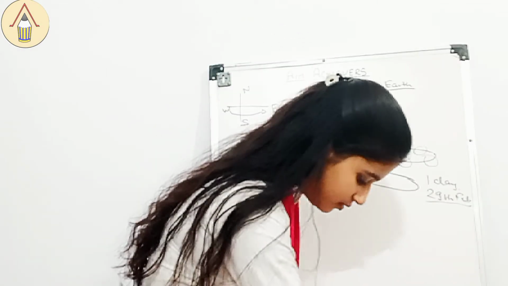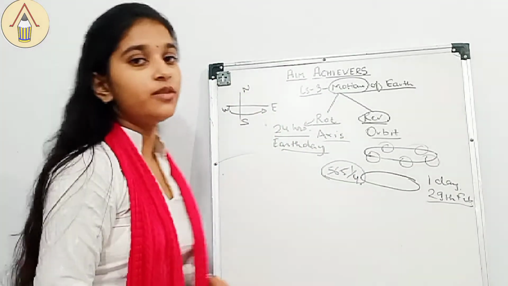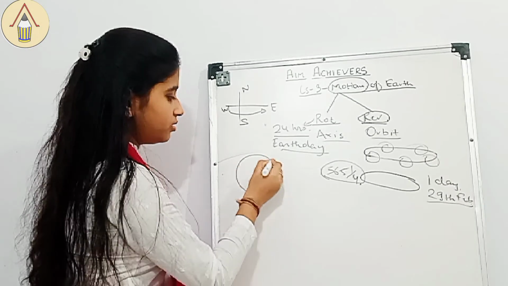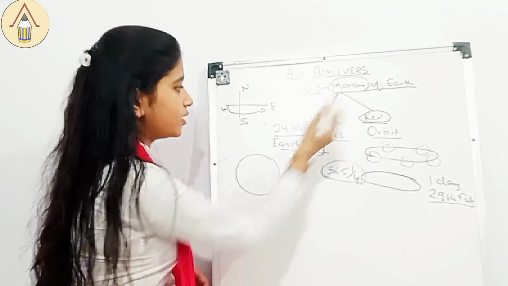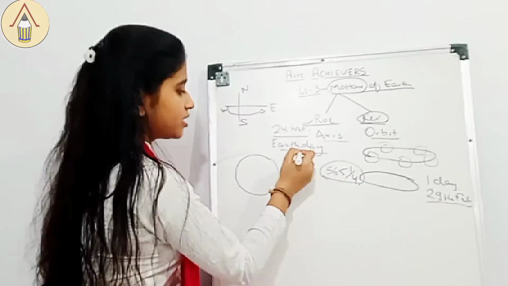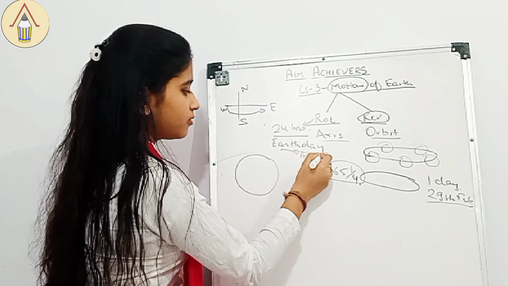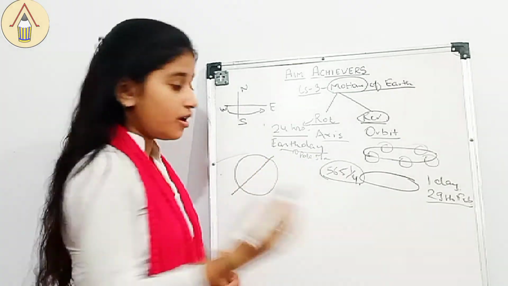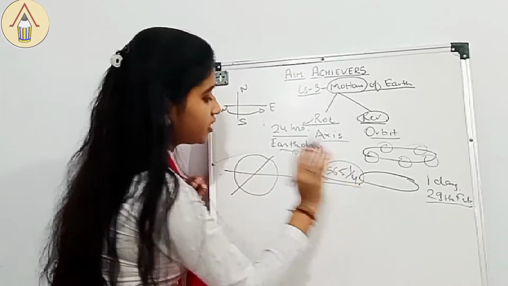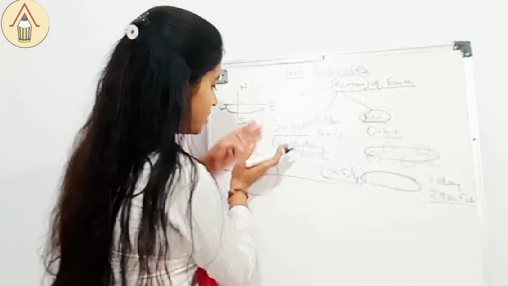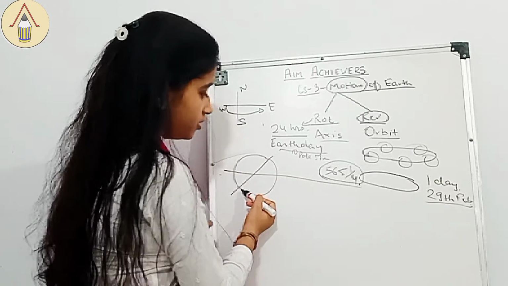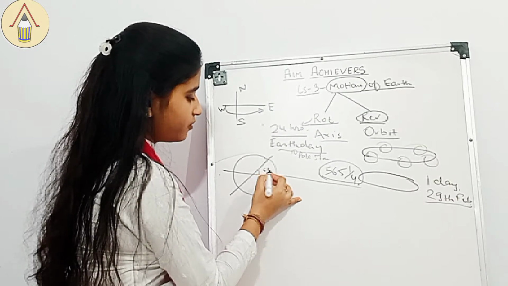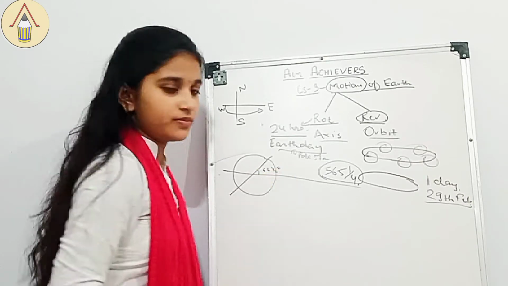Now, after talking about this, let's come to orbital plane. What is orbital plane? This is the Earth and it is inclined towards the pole star we have talked about. This is the pole star. So our Earth is inclined towards the pole star, but this is our orbit on which it moves. The angle between the axis and the orbit is known as orbital plane, which is 66.5 degrees.